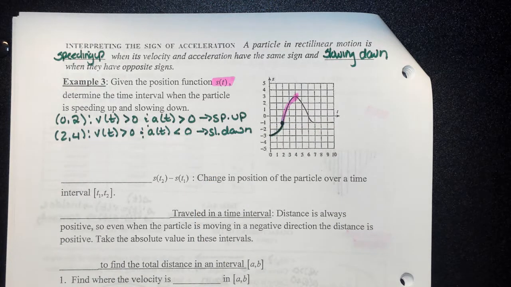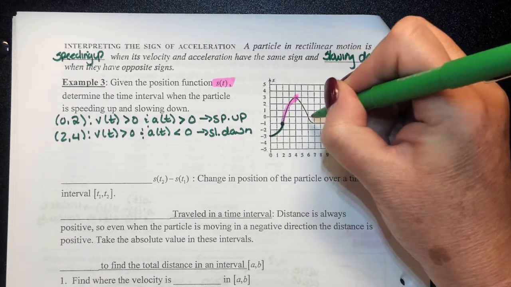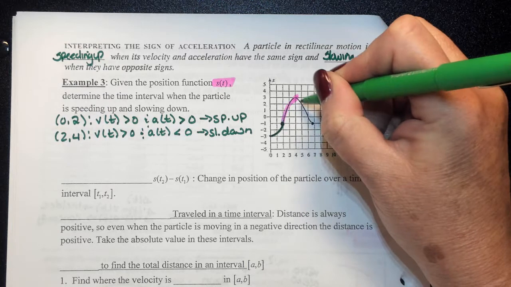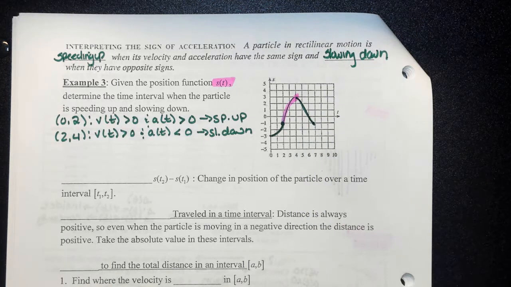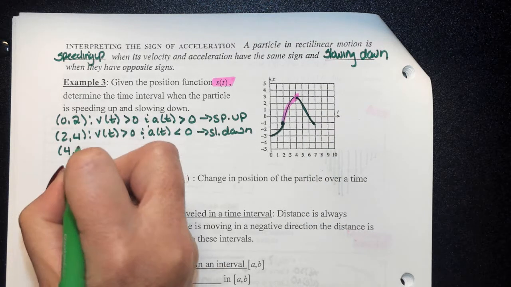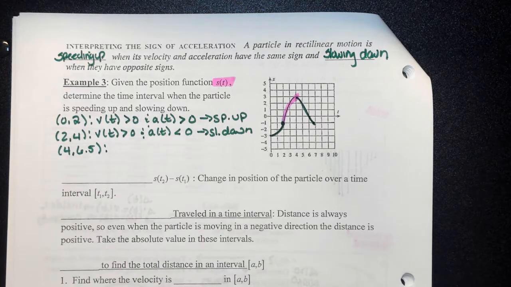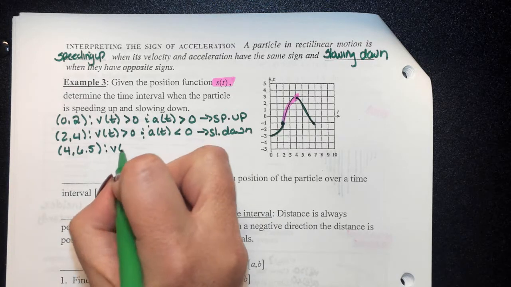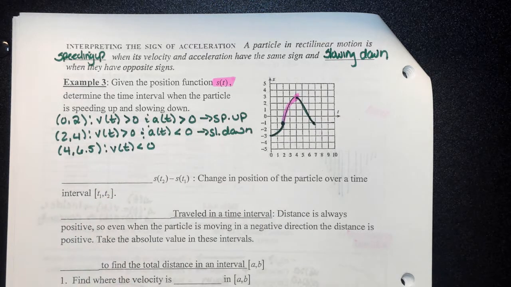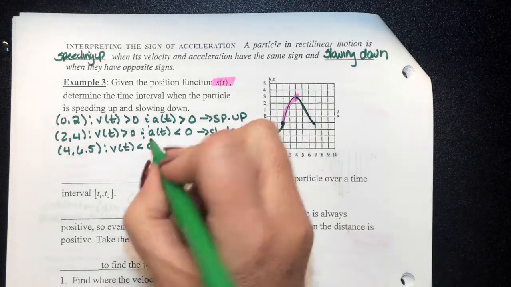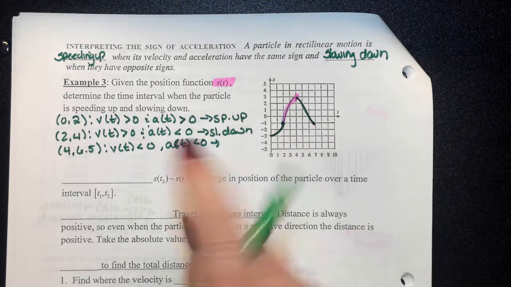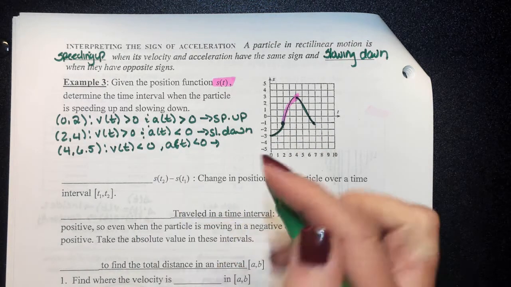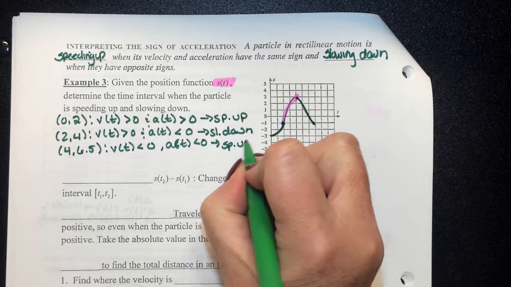All right. So now let's look from 4 to about, I think this is probably 6.5 maybe. Tell me about my velocity. My velocity is going to be less than 0 because I'm decreasing, correct? Then my acceleration is negative because I'm still concave down. So again, because velocity and acceleration are both less than 0, this object is going to be speeding up.